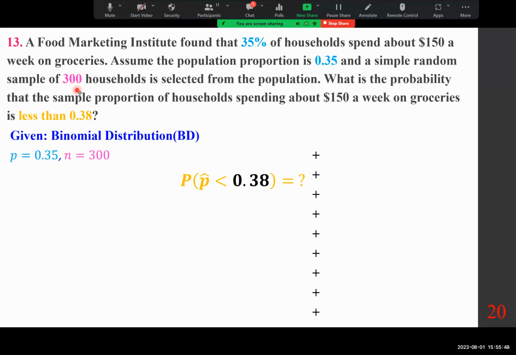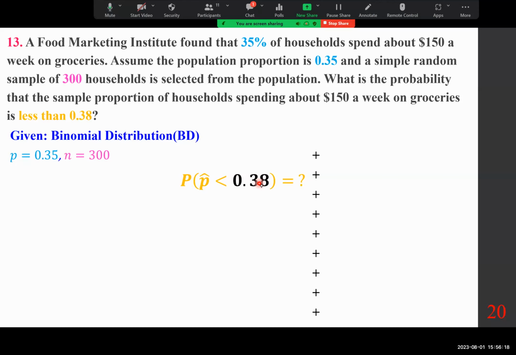First, we want the probability of a p hat because it's going to be less than 0.38. What is the probability that the sample proportion of households spending about $150 a week on groceries is less than 0.38? So sample proportion versus population proportion. So what percentage, what proportion? So it's less than 0.38.